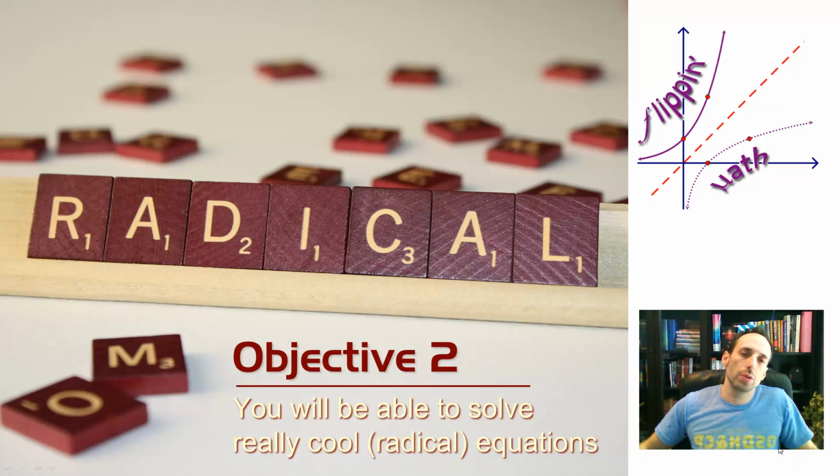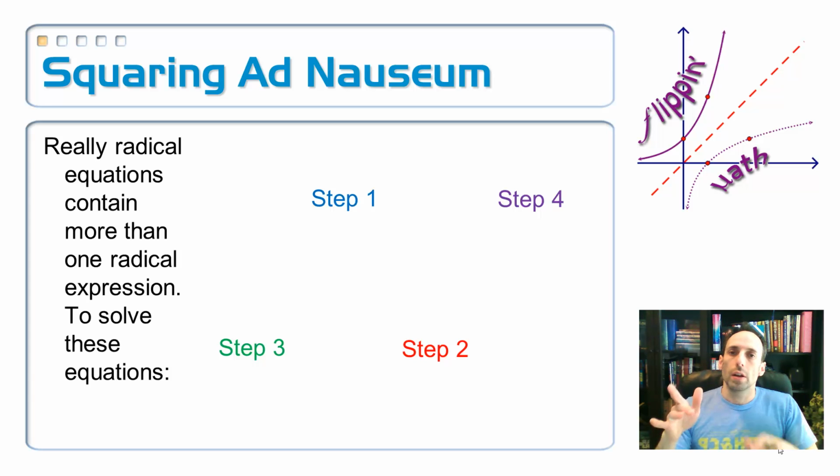Okay, objective 2, the second part of it, where we're still examining some radical equations, but these are a little bit more challenging. So the ones that we've looked at so far, there's only been one square root. What if there's more than one square root? Okay, that's what this is all about. So the title up there, you can see it says squaring ad nauseum. What that means is that you're squaring over and over and over again until it makes you sick. Ad nauseum, that's what it means.